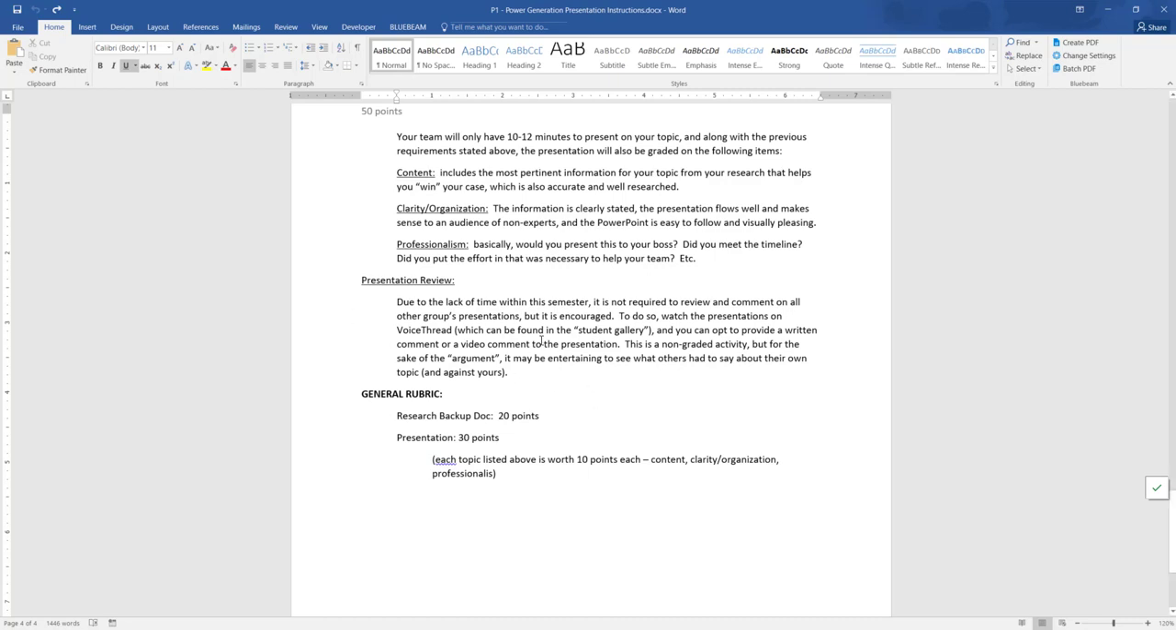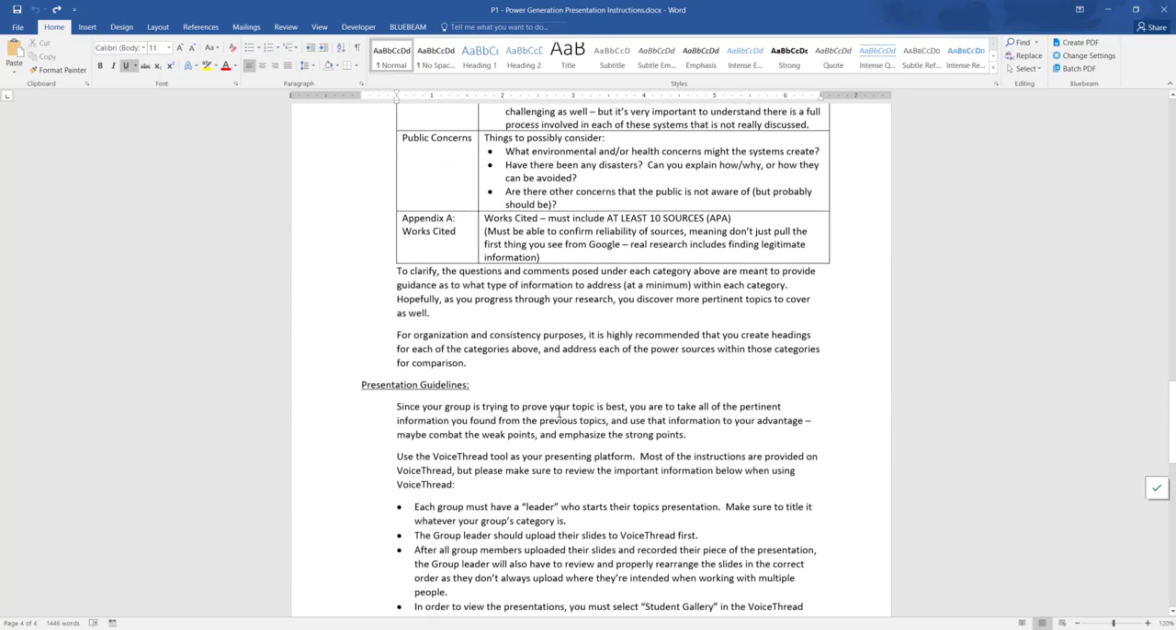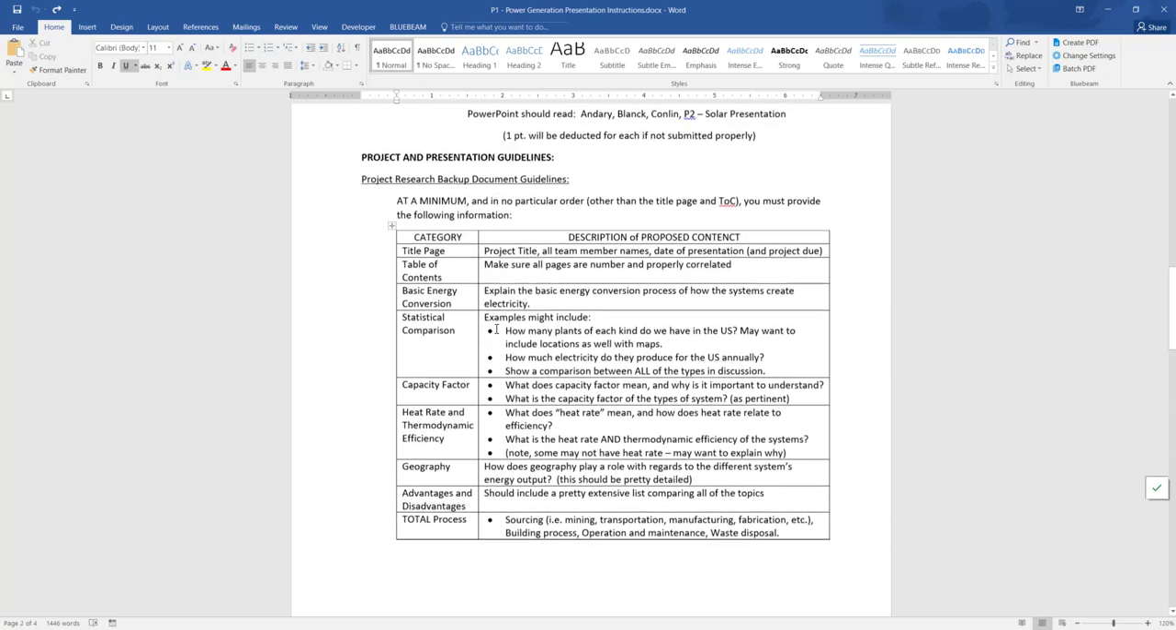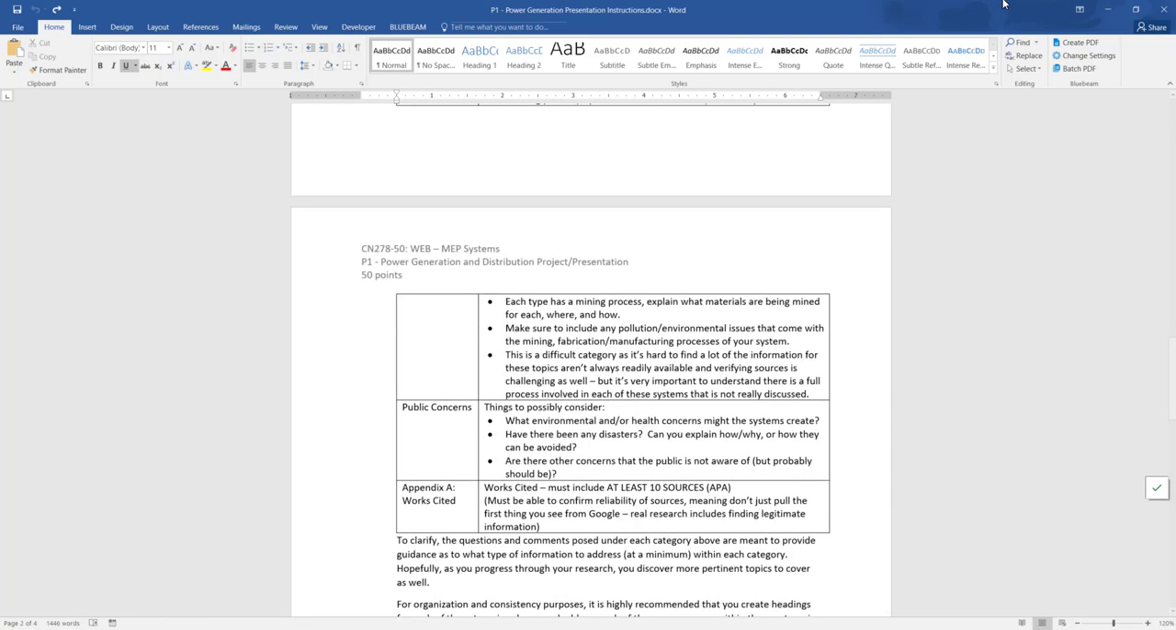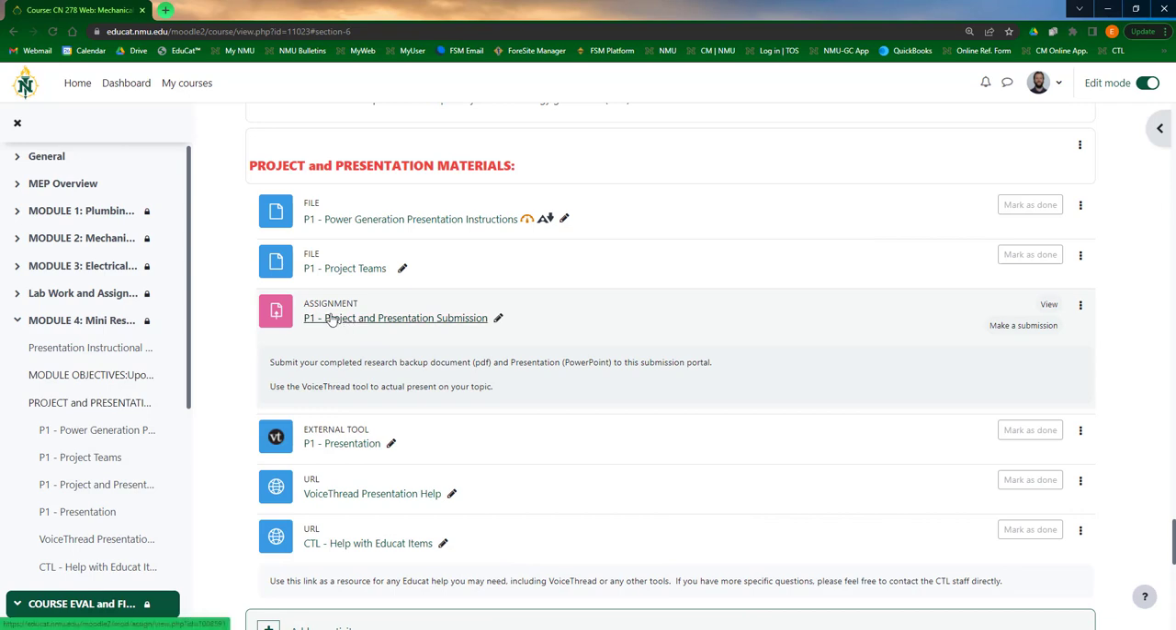As far as the grading rubric goes, the presentation will be 30 points. So the content, the clarity and organization, and the professionalism each are 10 points. And then the research document, the backup documentation outlining all this stuff, is worth 20 points as well. So you're going to be uploading your research document backup, the PDF, and your PowerPoint to the assignment, just so I can have those for grading. But you actually have to submit your presentation. So you're going to be recording and submitting your presentation through this external tool right here.